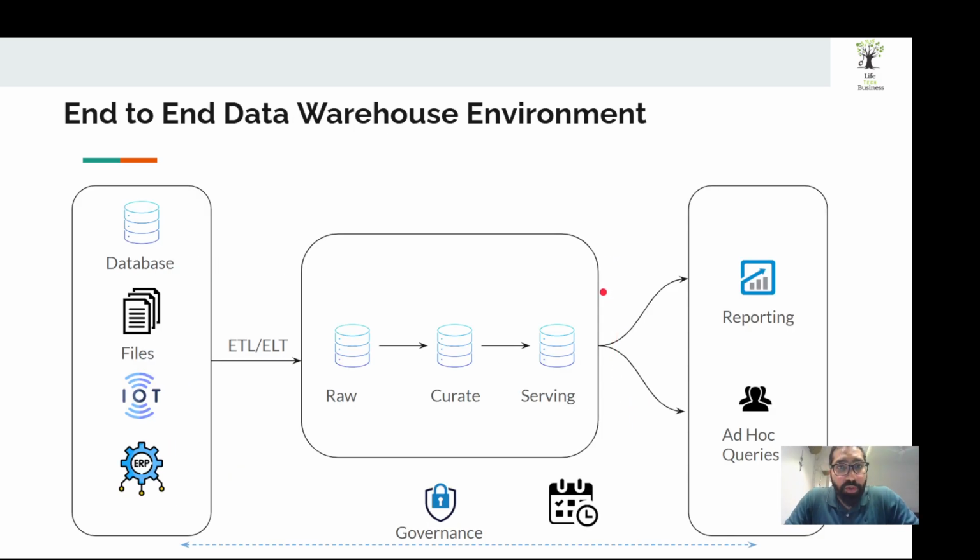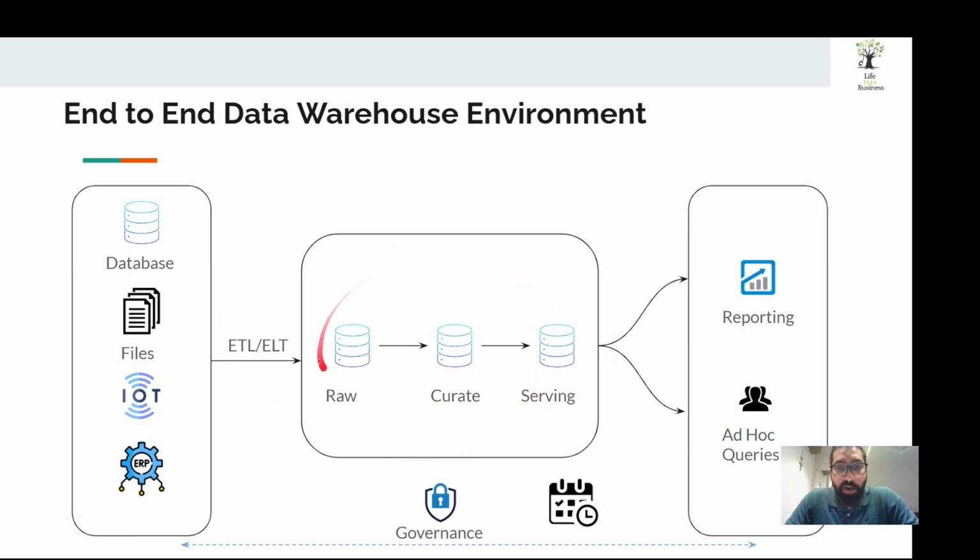So this is one end-to-end view of the key blocks of any data warehouse environment that the data warehouse would be interacting with. On the left-hand side, these could be different sources. It could be databases, it could be files, it could be sensor data from IoT, or it could be an ERP or CRM system. And then ETL and ELT come into the picture, which typically load the data and bring it into the data warehouse.